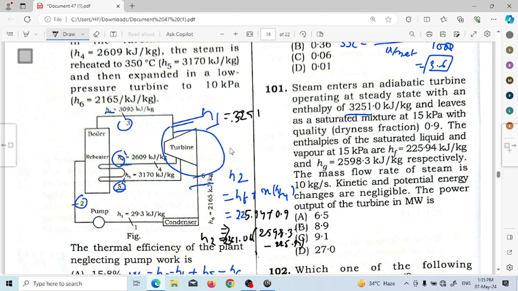And H1 given 3251. With the mass flow rate, the turbine work is equal to H1 minus H2 into mass flow rate. So H1 given 3251 minus H2 given 2361.06, into 10. So the answer will be 8899.4 kilowatt. So in megawatts, 8.89, which is equal to 8.9. So option B is the correct answer.